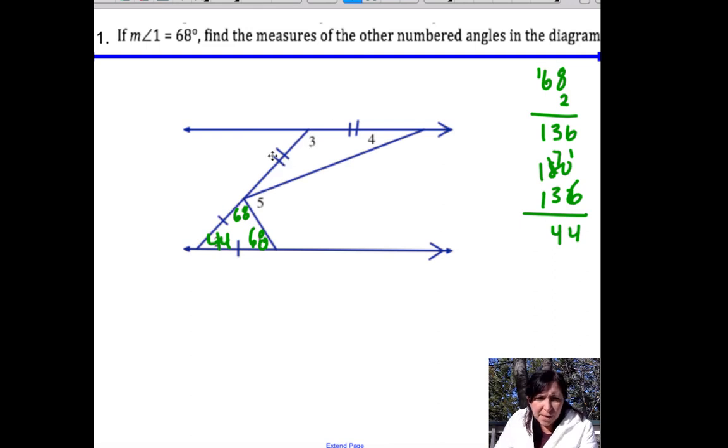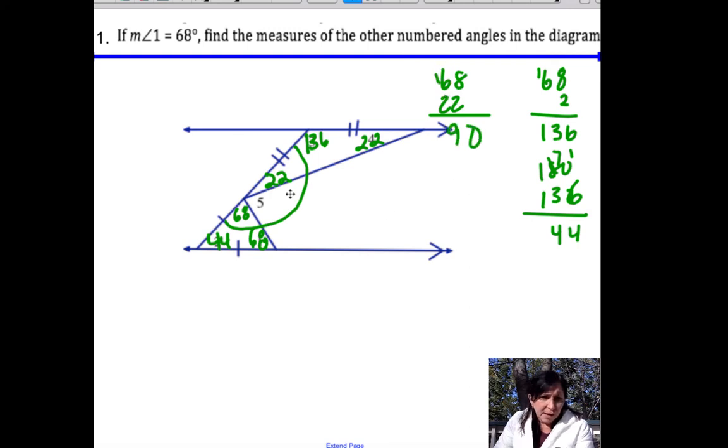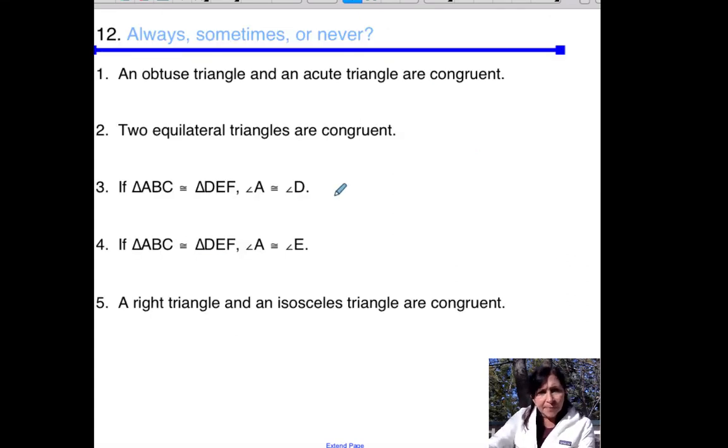Which would mean, because these are parallel lines, that this is 136 degrees as well. And if I take 180 and subtract 136 again, that's 44, which, breaking those down, because it's an isosceles triangle, would be 22. And then lastly, this right here is a straight line. So if I add 68 plus 22, I get 90, which would mean this angle is 90, because that would make 180 degrees.